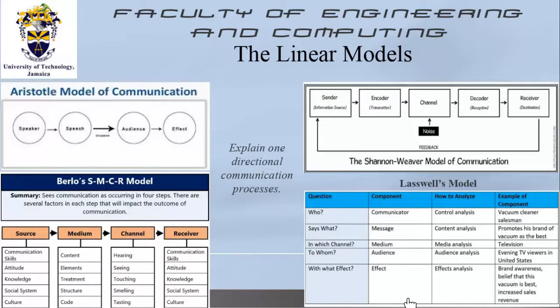Then you have the medium, right? And the medium, in a sense, is impacted by content, other elements, the treatment of it, structure, code, etc. The channel often speaks to our five senses: hearing, seeing, touching, smelling, and tasting. So that is seen as the channel based on the Berlo's model. And then of course the receiver. The receiver must have similar communication skills, and the factors that will impact how the message is received are going to be a function of that receiver.